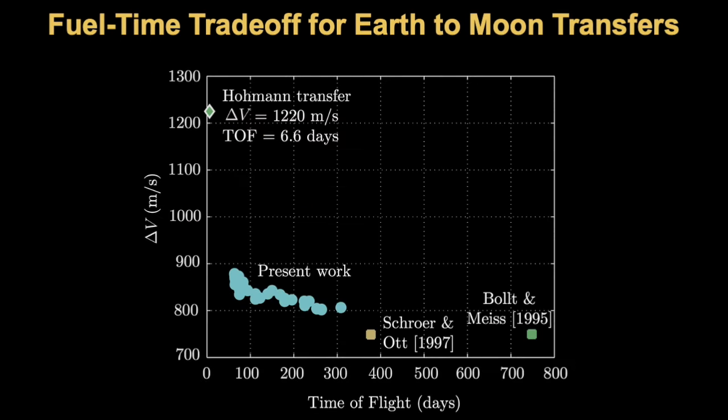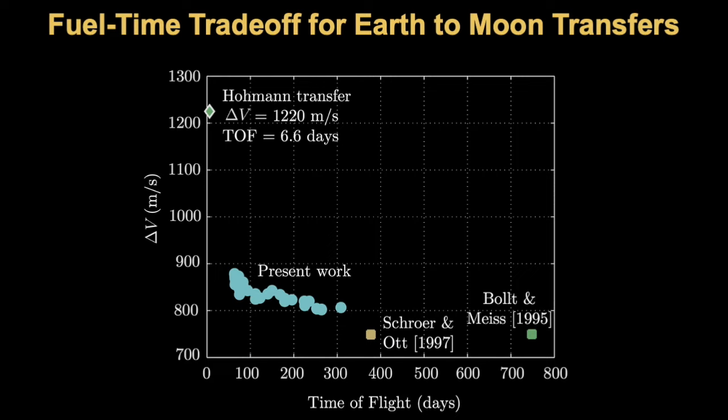Yeah. This is showing one of the interesting things about these low energy trajectories: they have this fuel and time trade-off. So if you wanted to do a Hohmann transfer from that same orbit I showed to that final lunar orbit, the time of flight's only about a week, but the delta V is about 1,200 meters per second. Some other work by some mathematicians found things near a minimum delta V, but they took a very long time. This is in days. Right, so 1 year, 2 years.